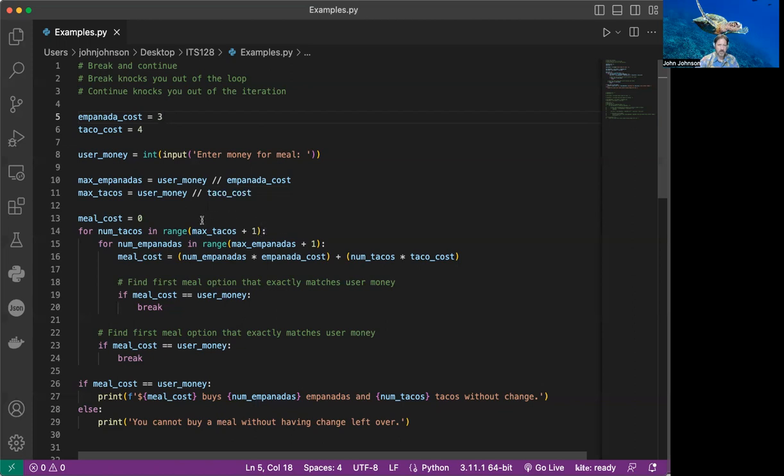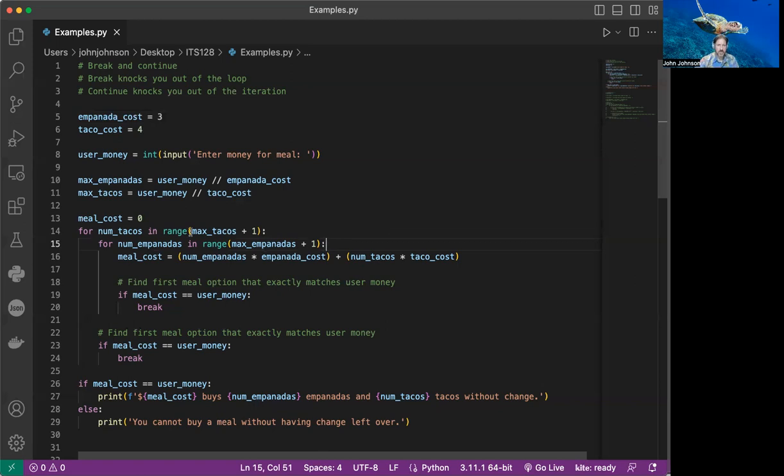Because when we're doing a range, if we just put max tacos here, it would go up to max tacos minus 1. So you have to put that plus 1 in here to make it go all the way up to max tacos. Then we do the same thing for the number of empanadas. And then after we start the loop here, we're going to come across meal cost. So the meal cost for empanadas, you're going to have the number of empanadas times the empanada cost. Then you're going to add to it the number of tacos times taco cost.